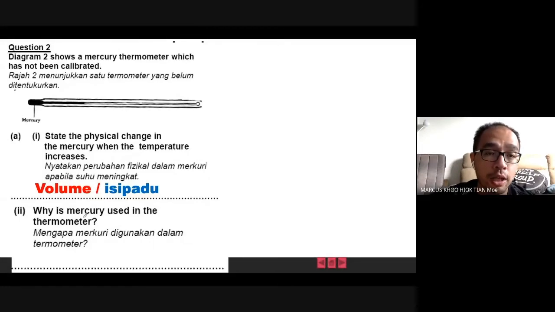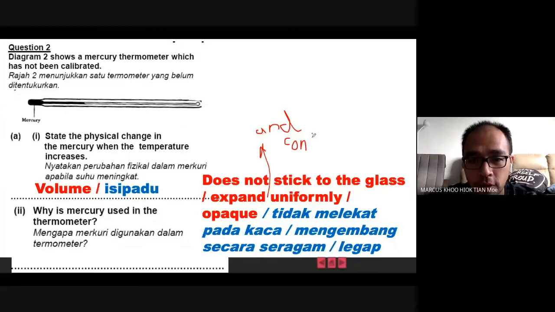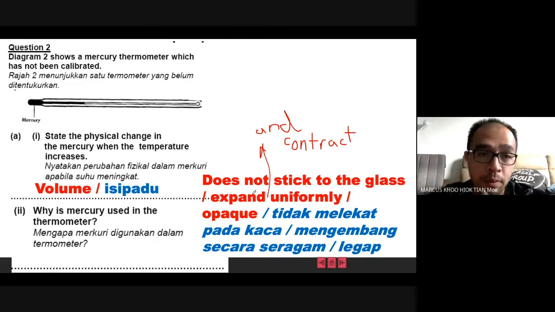So why is mercury used in the thermometer? Because, okay, there are several reasons. It does not stick to glass. It expands. I want you to add another word over here: expand and, sorry, my horrendous handwriting, expand and contract uniformly. Expand and contract uniformly. These first two are for me the most important features. Why do we use mercury inside a thermometer?